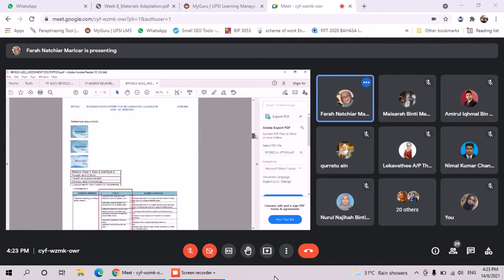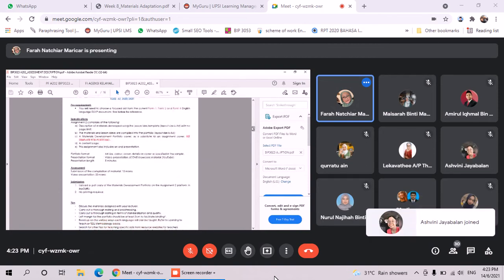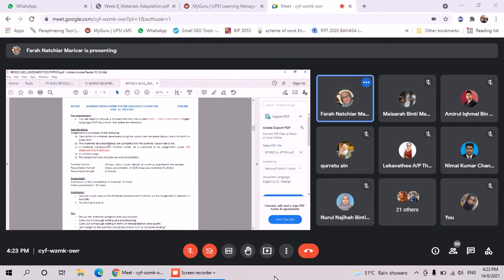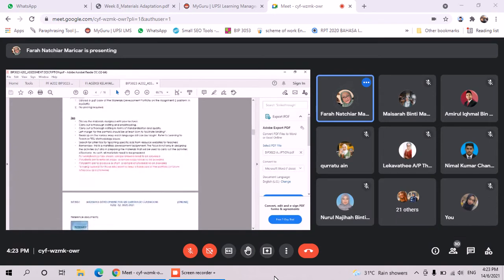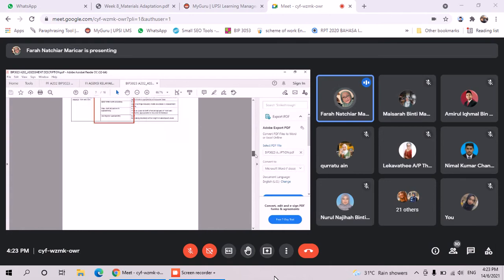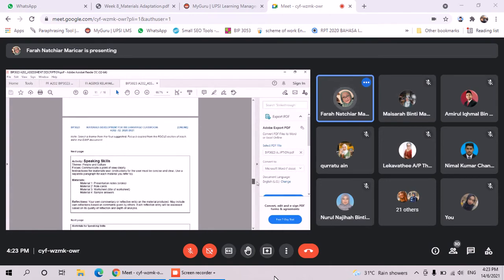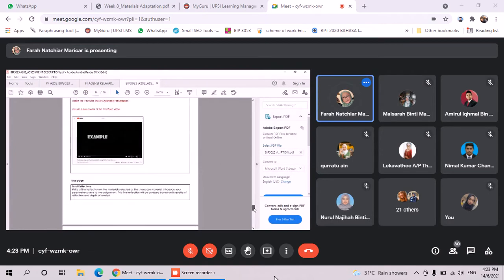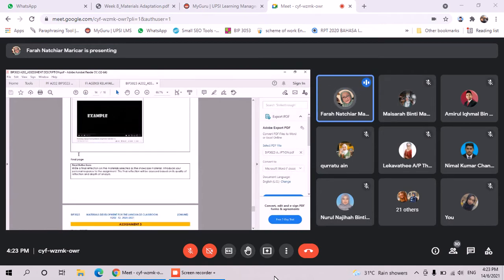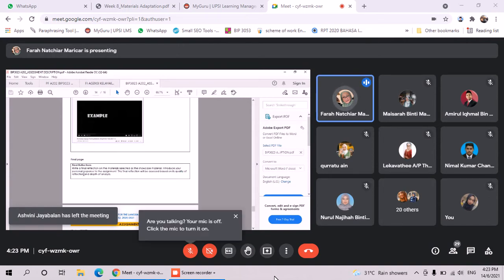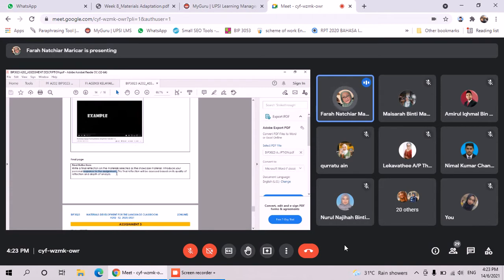Okay, oh yeah, at the back. Final reflection. In your final page, write a final reflection on the material selected as the showcase material. Introduce your personal response to the assignment, which is important. And then you give the quality of reflection and also the depth of analysis.